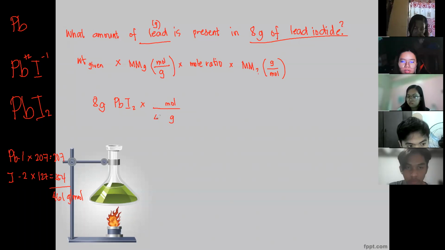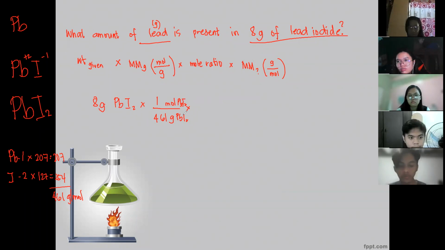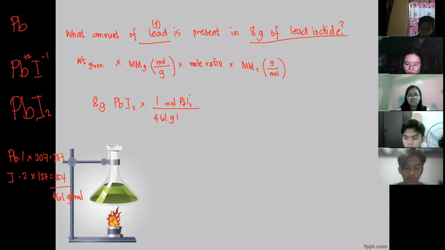Pero again, balik na rin natin. So this is 461 here and then 1 sa taas. And then the mole ratio, ganito. This is for the lead iodide ha. Kumplituhin natin para madali siyang cancel later. This is for the lead iodide. This is still for the lead iodide.